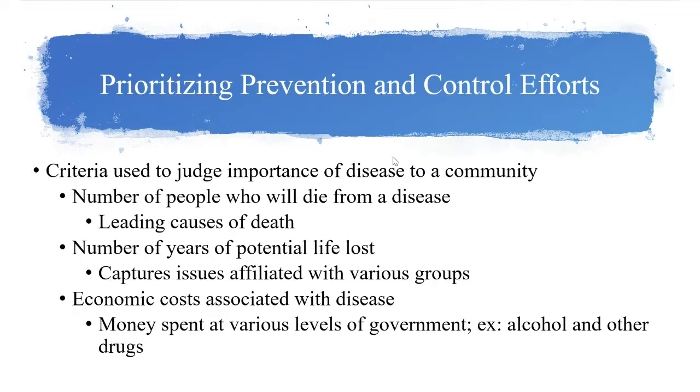So how does one determine which non-communicable disease to focus on and to really put prevention efforts into? The criteria that is generally used to determine what disease to focus on is, what are the number of people who will die from that disease, right? So we look at the leading causes of death. What are the numbers of years of potential life lost? And again, generally more value is placed on diseases that hit younger people, because them dying earlier has a larger impact on society than for those who die later.